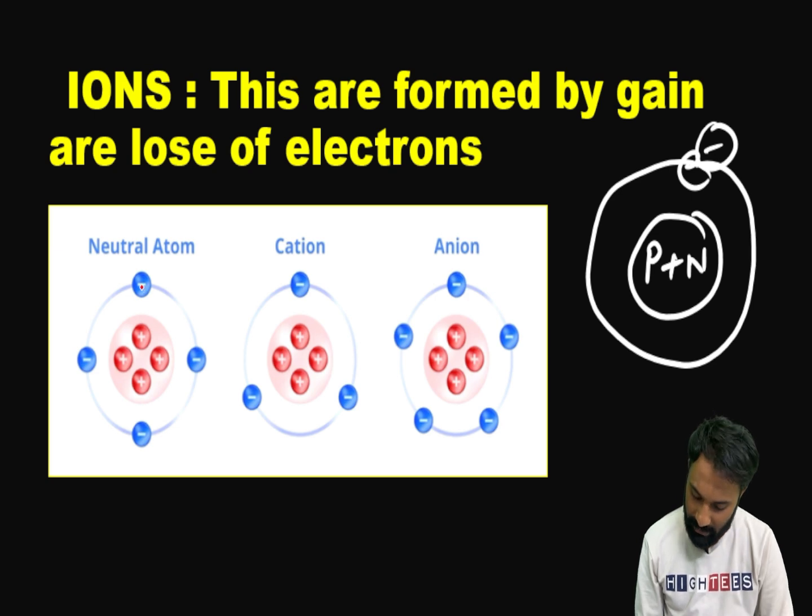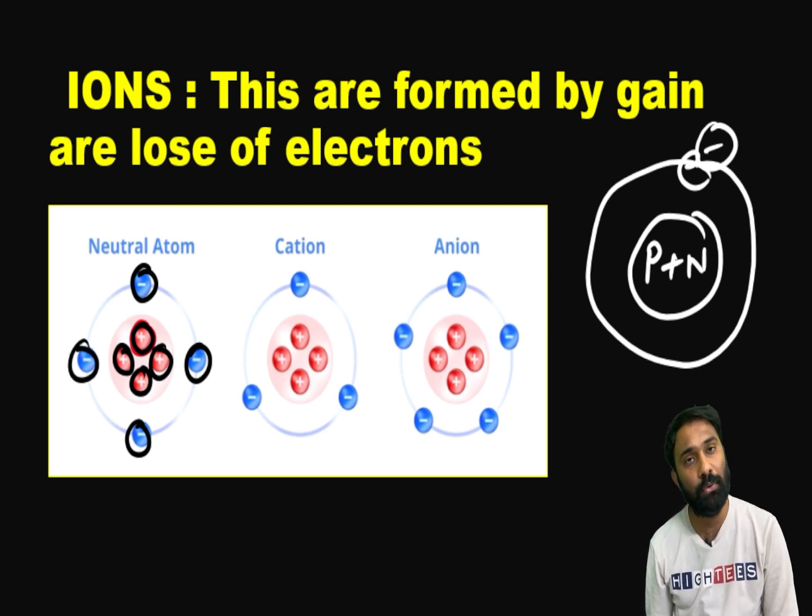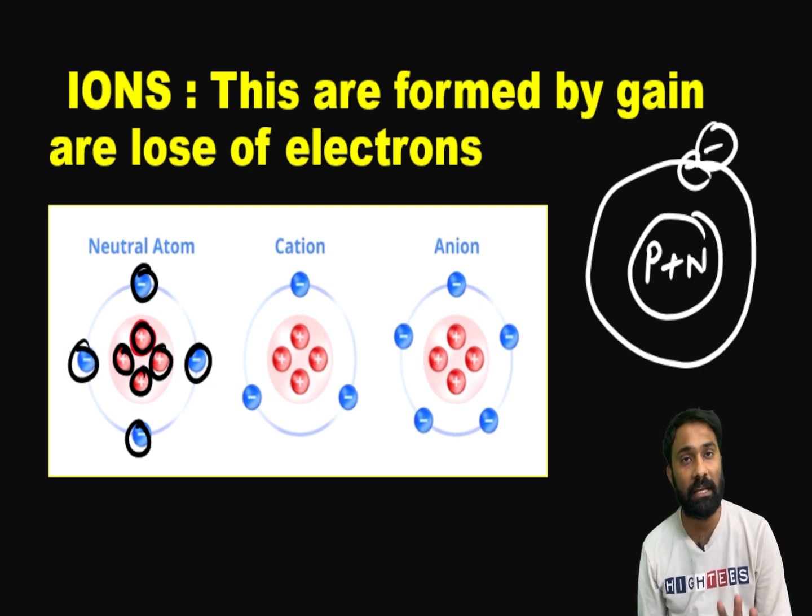You can see here, how many protons are there? One proton here, one proton here, one proton, one proton. How many? 4 protons are there. How many electrons are there? Total 4 electrons are there. So that's the reason this is a neutral atom. The number of protons in the nucleus equals the number of electrons, so the atom is neutral.